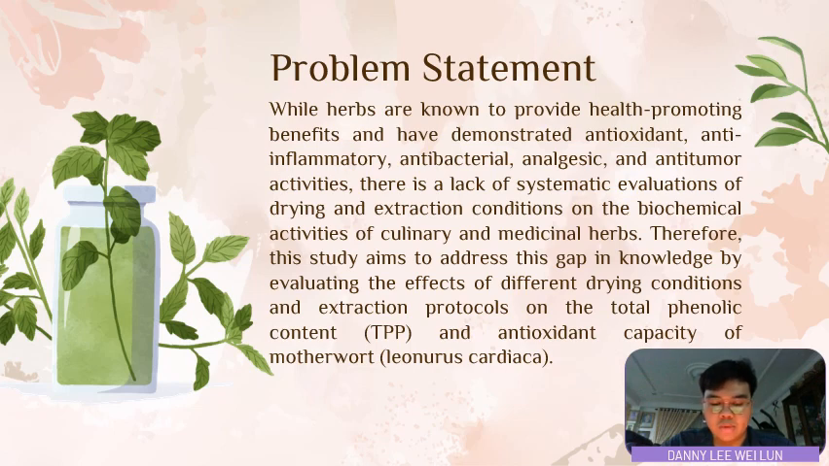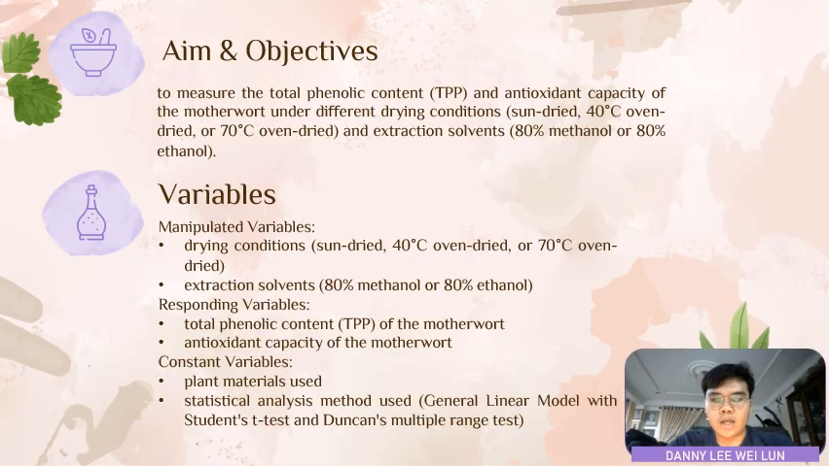Therefore, this study aims to address this gap in knowledge by evaluating the effects of different drying conditions and extraction protocols on the total phenolic content or TPP and antioxidant capacity of motherwort. The aim and objectives of this experiment is to measure the total phenolic content (TPP) and antioxidant capacity of the motherwort under different drying conditions, which are sun-dried, 40 degrees Celsius oven-dried, or 70 degrees Celsius oven-dried, and extraction solvents, which are 80% methanol and 80% ethanol.